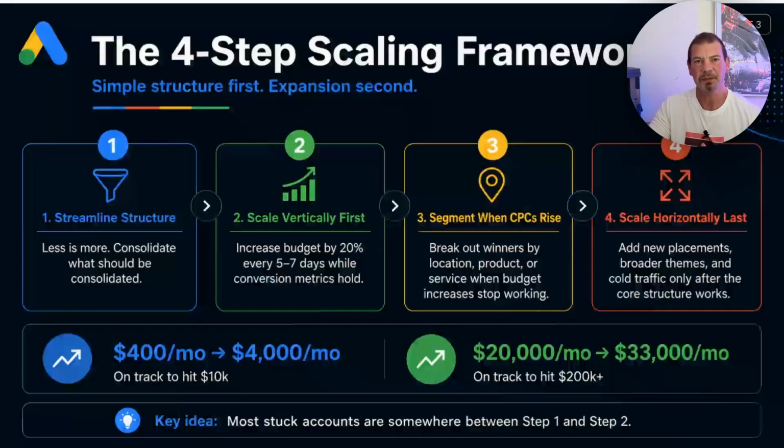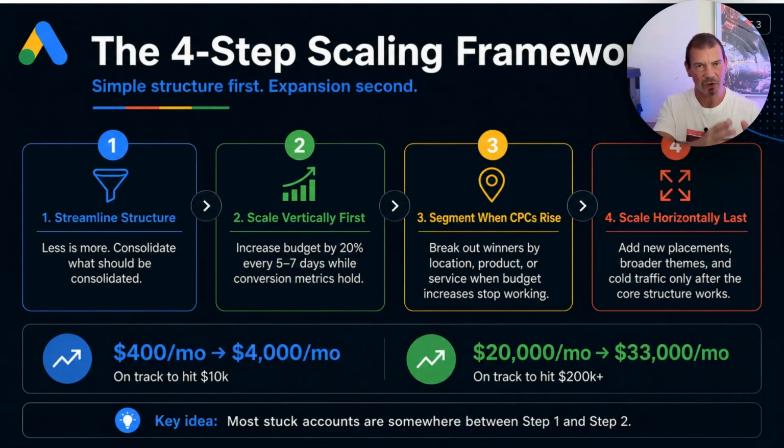From there, you can do something which is called horizontal scaling. So say you've got a search campaign and you're vertically scaling, you hit some sort of a barrier, then you're thinking, what else can I do with a search campaign? Horizontally scale. This is where you're adding in a performance max campaign, guys. And again, it gives you new placements, broader themes, cold traffic only after core structure works. So again, by horizontally scaling, you can really make a difference to your campaign.